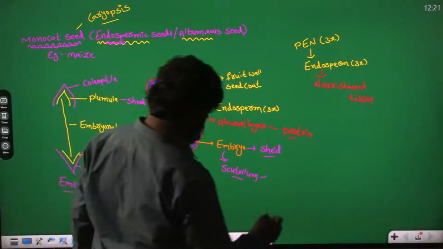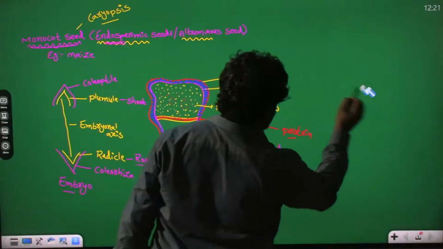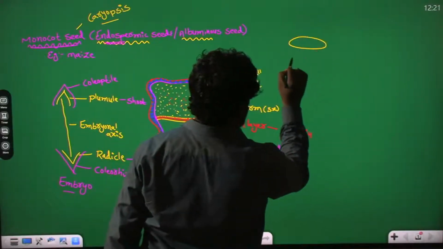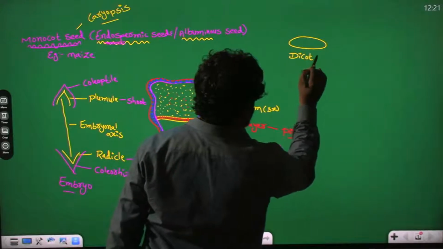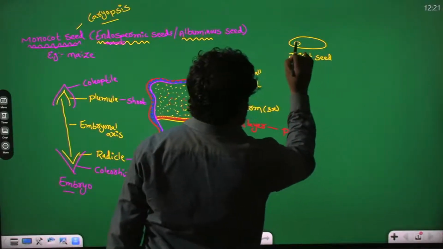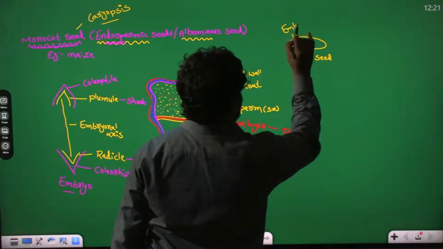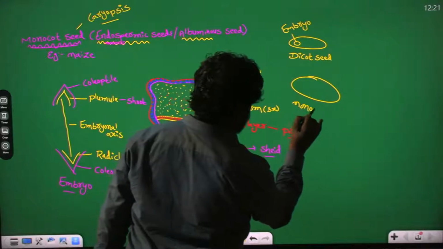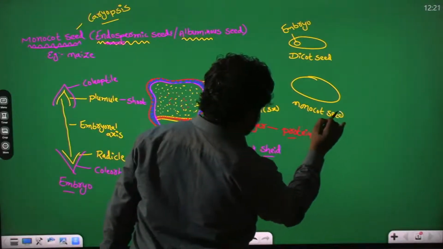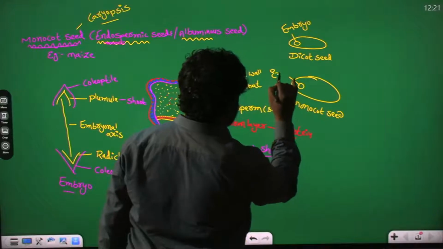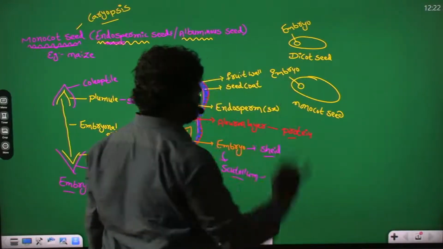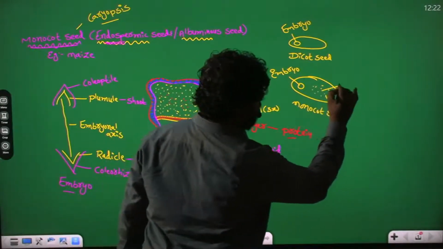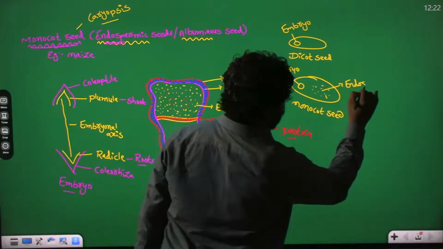For example, see, listen. Imagine this is the dicot seed, not monocot, and this is the embryo. And imagine this is the monocot seed and this is the embryo. Just imagine. And this dotted portion is the endosperm.